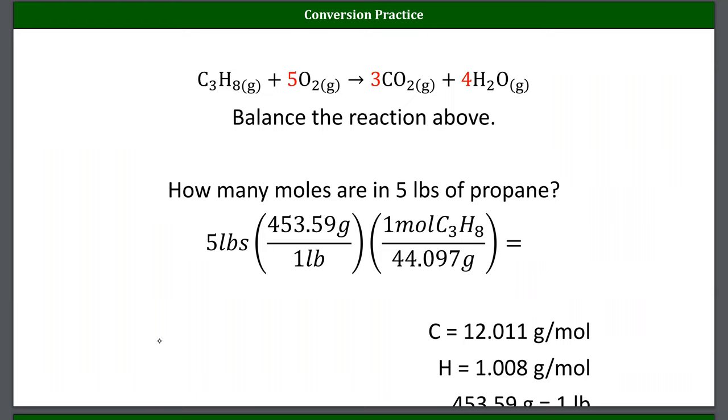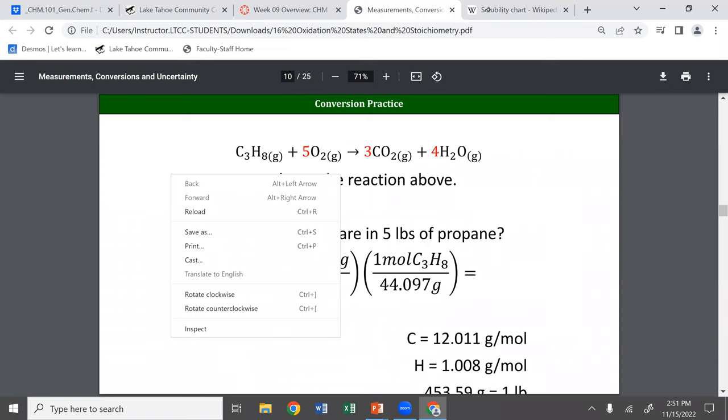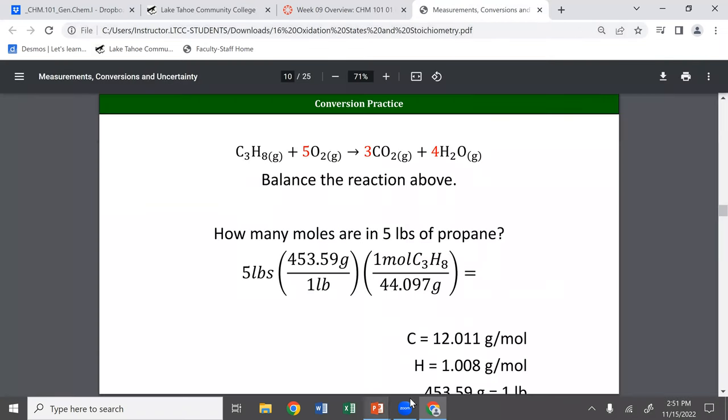And so that's what we're going to do in class on Thursday. I'm going to leave this one for now and we'll start with this one. So I'll let you out a few minutes early. But try this one before you come to class on Thursday. Just figure out how many moles are in 5 pounds of propane and write this combustion reaction out and balance it. Already balanced, practice for yourself. Thank you.